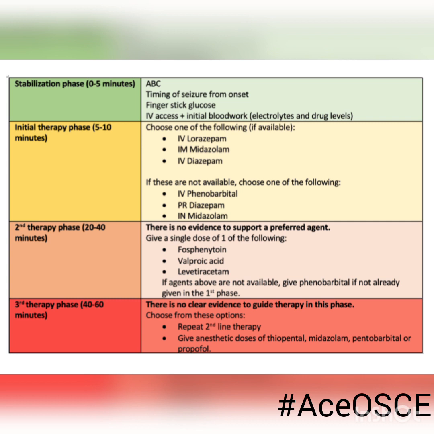And you choose the following options: you can repeat the second line therapy, or you can give an anesthetic dose of thiopental, midazolam, phenobarbital, or propofol. This should help to contain the status epilepticus attack, and as discussed, these are usually the phases that you go through, but in case the patient is really sick or he is in the ICU, the second phase may actually be skipped altogether for that patient.